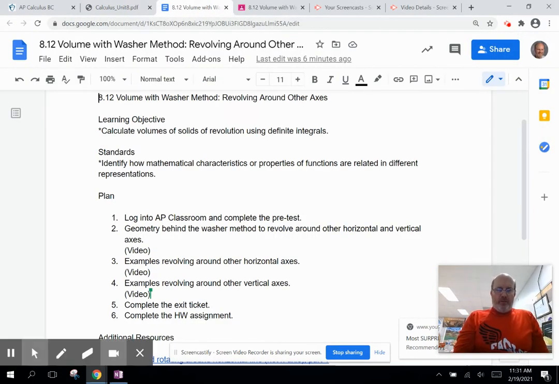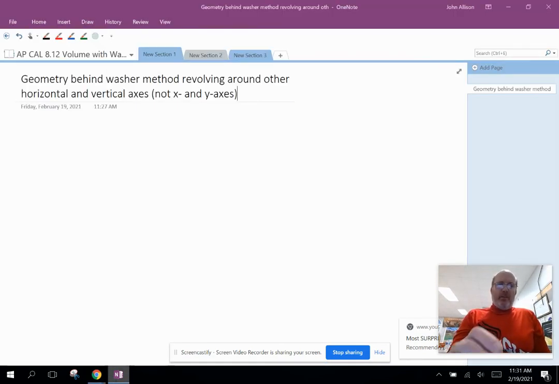In this first part, we're going to look at the geometry behind this washer method. We'll talk about what's going on and the approach we're going to take, and then we'll do some examples in parts 2 and 3. So let's talk about the geometry behind this washer method.